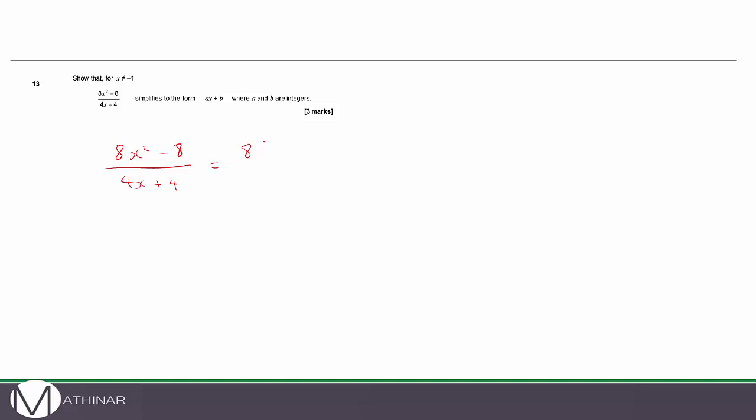First of all, we have an 8 as a common factor on the top, leaving me with x squared minus 1. And on the bottom, we have a common factor of 4, leaving me with x plus 1 inside the bracket. Can we simplify any further? Yes, x squared minus 1 is the difference of two squares. So this can simplify to x plus 1 and x minus 1. And then the bottom, 4 bracket x plus 1.